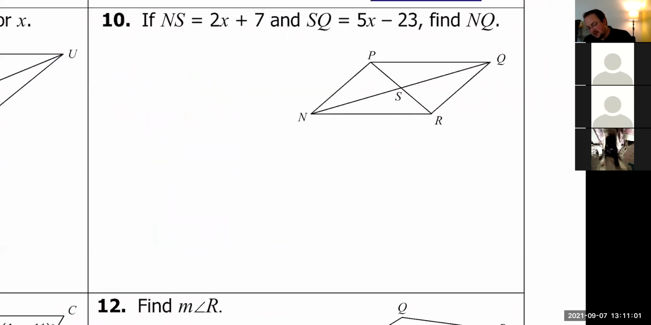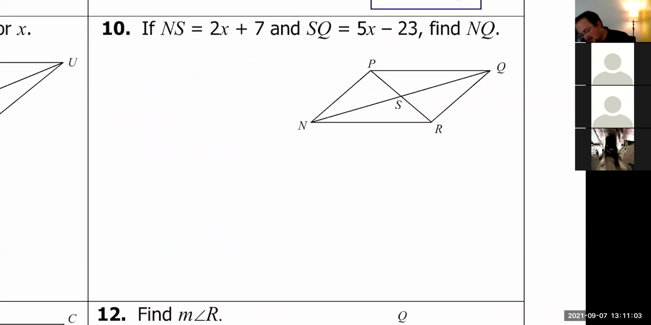Number 10 is very similar to that one, except this time it's asking you to find NQ, which is the entire diagonal here. But a similar fact that we're going to use here is that the diagonals do in fact bisect each other, which is convenient because it gave me NS as 2x plus 7 and SQ as 5x minus 23. What am I going to do with those two expressions? We do 2x plus 7 equals 5x minus 23. Perfect. You set them equal to each other.